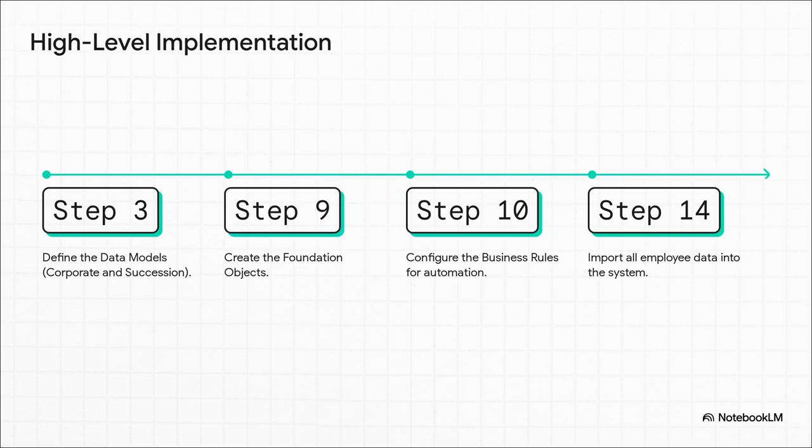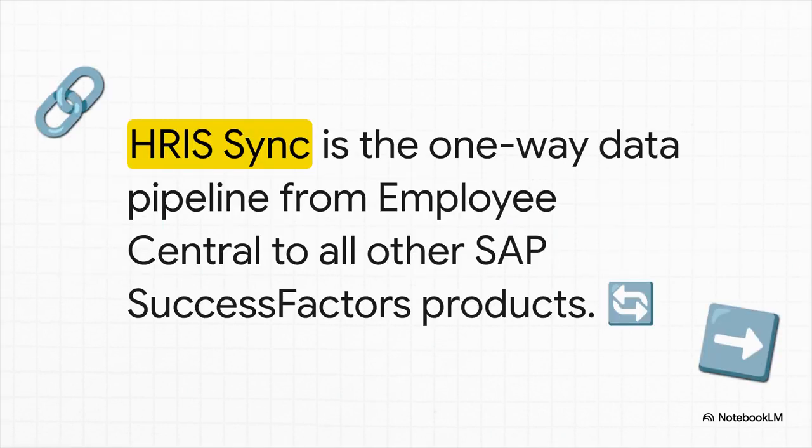First, you lay the foundation. You define those blueprints, the data models. Then you bring in the materials, creating the foundation objects. After that, you install the brains, configuring all the business rules. And only when that entire structure is built and ready to go do you finally move the people in by importing all their data. But how does this one central system share its information with everything else?